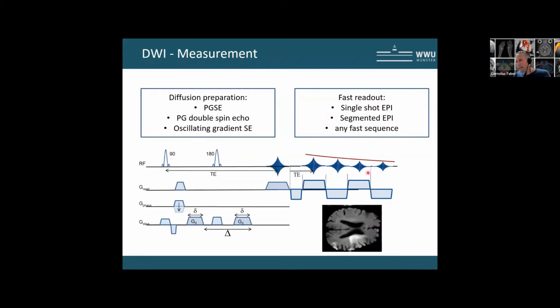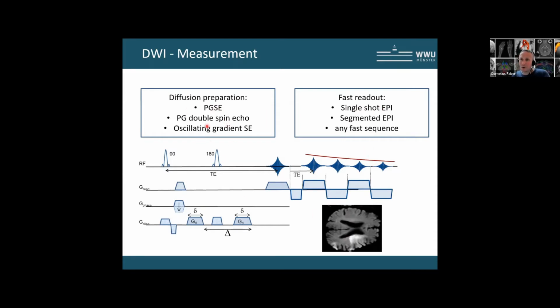Or you can apply any other fast sequence depending on what you see. So you could do this with a triple spin echo, or with a balanced sequence, for example. However, EPI is still the fastest and the most robust one.